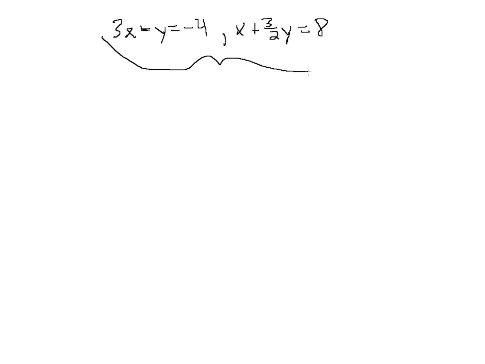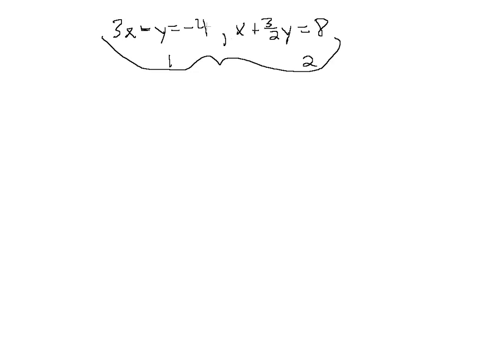Let's solve the following system of linear equations by substitution. So let's say we're given 3x minus y equals minus 4 and x plus 3 over 2y equals 8. Okay, so here's our system of linear equations. You can say this is equation 1 and equation 2.